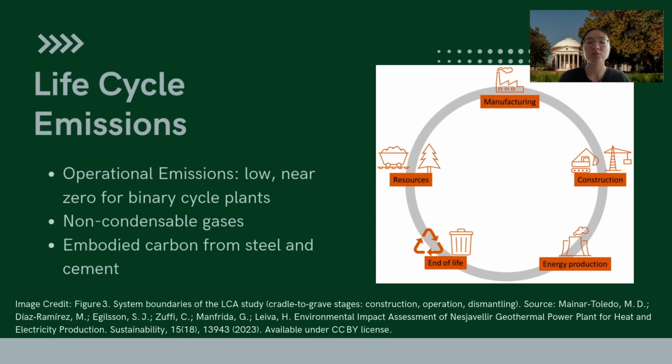These can include carbon dioxide and hydrogen sulfide. While the carbon dioxide levels are significantly lower than fossil fuel plants, hydrogen sulfide requires management due to its rotten egg smell and toxicity at high concentrations. Modern systems often capture and re-inject these gases or use abatement technologies. Finally, like any large infrastructure project, there are embodied emissions from the manufacturing of steel and cement used during construction.